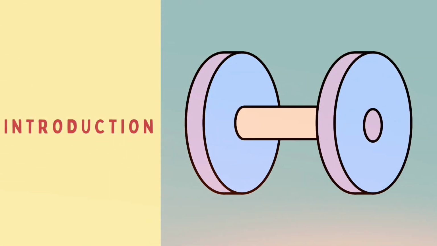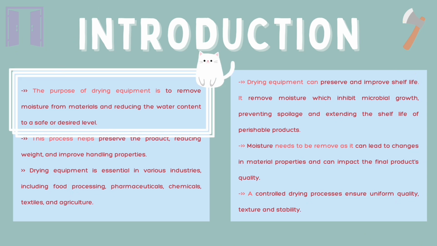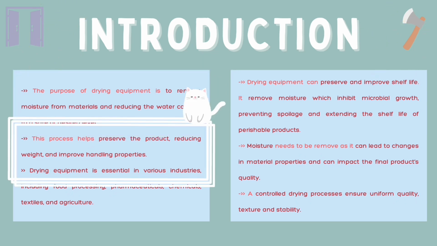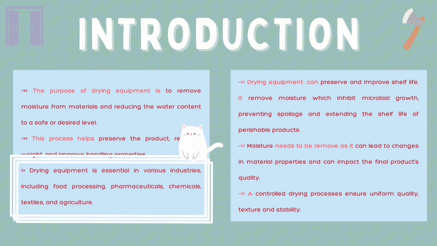Now, I would love to introduce our topic, which is drying equipment. So first of all, the purpose of drying equipment is to remove moisture from materials, reducing the water content to a safe or desired level. This process can help to preserve the product, reduce weight and improve handling properties. Drying equipment is very essential in various industries, including food processing, pharmaceuticals, chemicals, textiles, and agriculture.